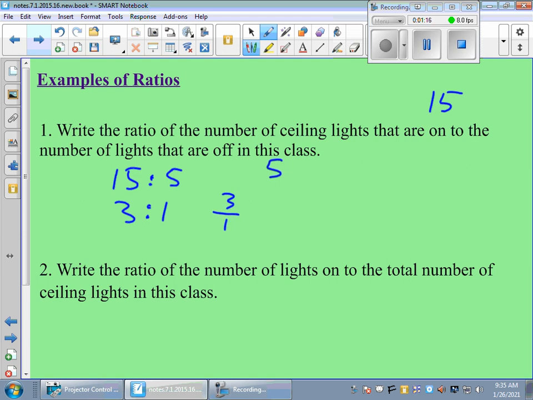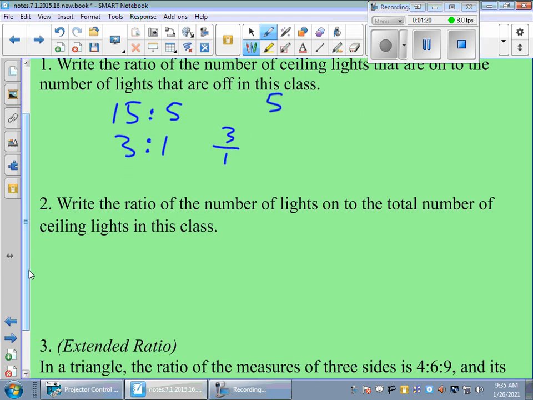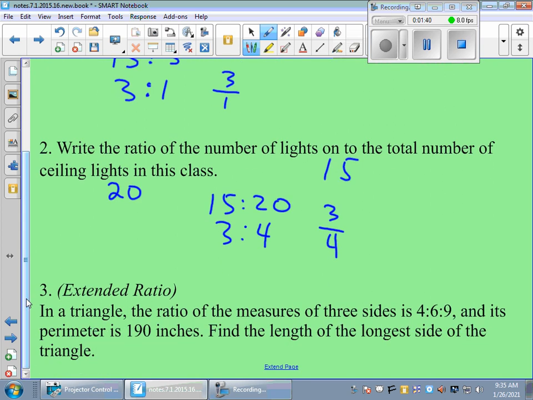Okay. Next one feeds off of that, so you should be able to answer question number 2 from that. The ratio of the number of lights that are on, so it was 15, to the total number of lights. You add the 15 and 5 from the previous, that was 20. So we have a 15 to 20 ratio, which obviously we take out the 5 again, and that goes to 3 to 4. You can write it again in fraction form, 3/4.